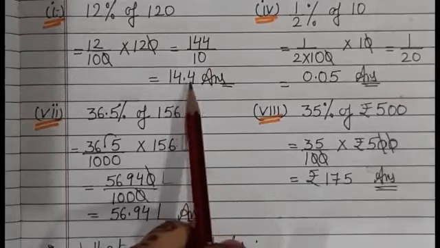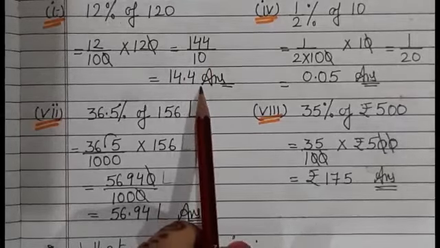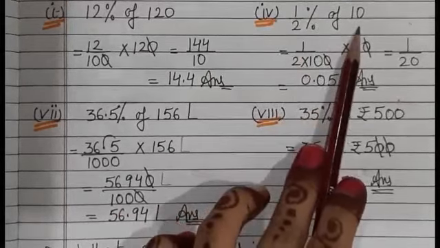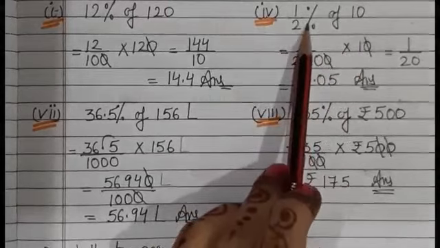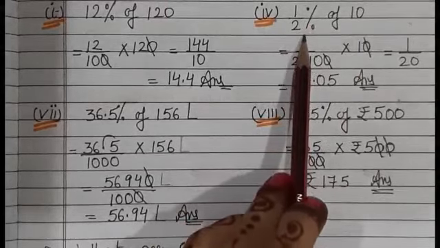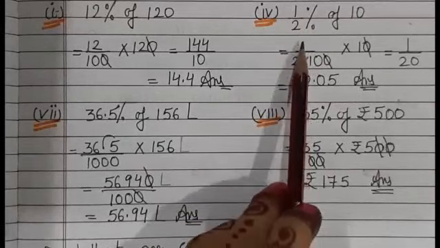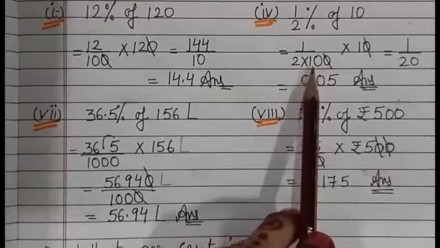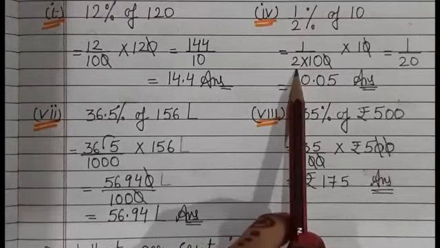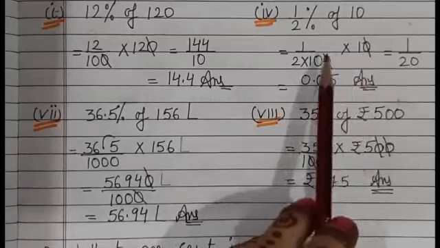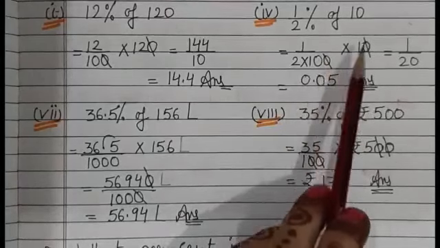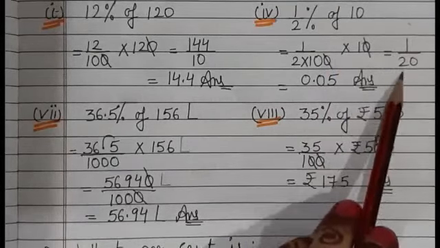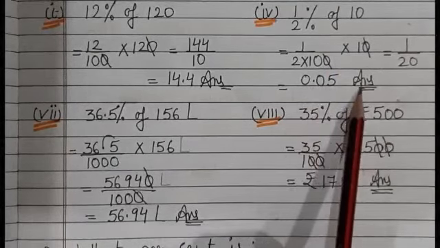And the answer will be 14.4, right? Now similarly, the fourth part, 1 by 2% of 10. So again, just remove this percent sign, then we have to divide it by 100. So we will write 1 upon 2 into 100, right? 100 should be multiplied with 2 in the denominator, into 10. Now solve numerator and denominator, 0 to 0 cancel, 1 upon 20. When we divide 1 by 20, 0.05 will be the answer.